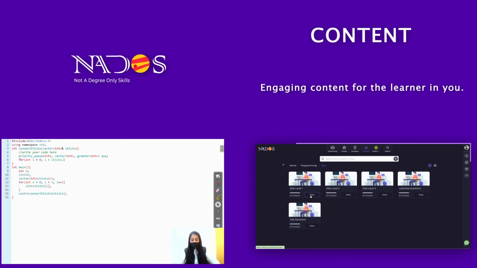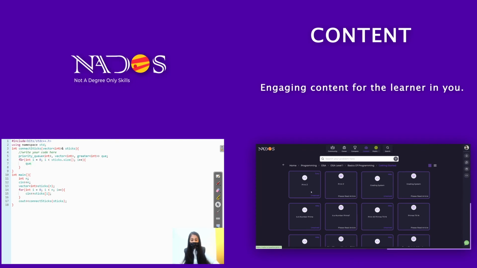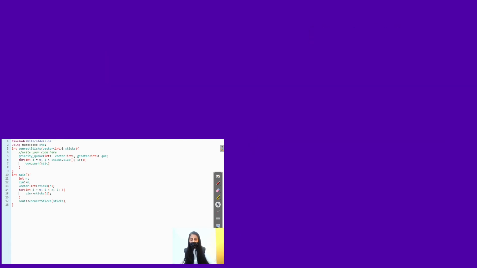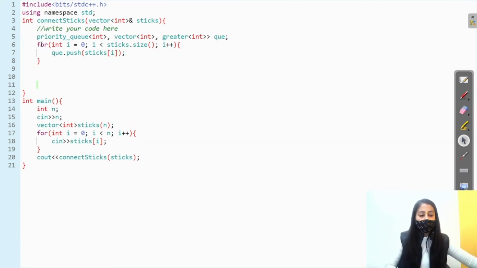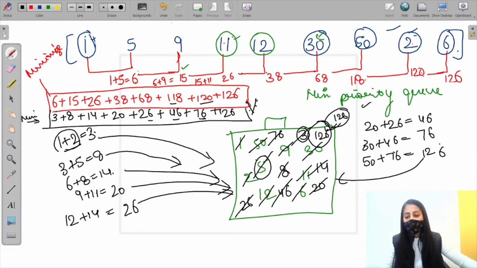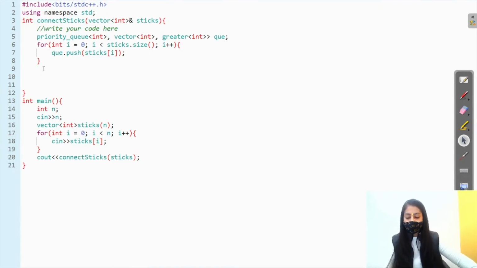The name of the array is sticks. So in the queue, push all the elements of the array. Right. Next you have to take the minimum two elements from the queue. You have to do this operation until only one element is left in your queue, right? So while queue dot size is not equal to 1, you are doing what?